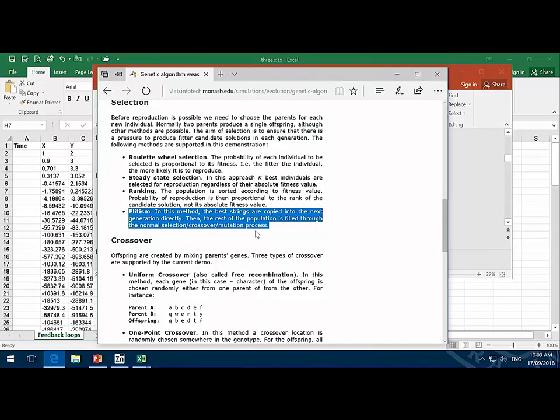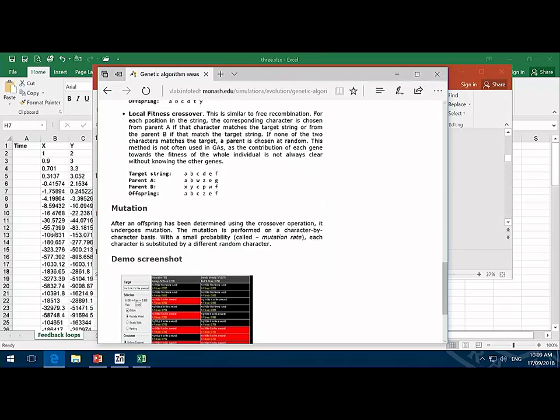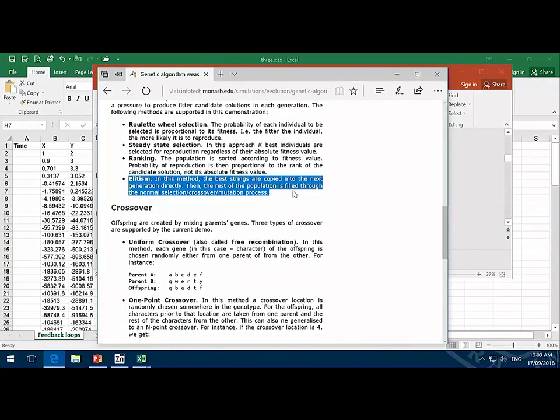No, but there is mutation, right? It mentioned copying to the next generation directly. But I think mutation was always applied afterwards. I don't know, that's why people are doing it in different ways. On the website, after an offspring has been determined, it undergoes mutation. So if you're using elitism, you have to mutate the elites as well. Yeah, right, that's what I'm asking.